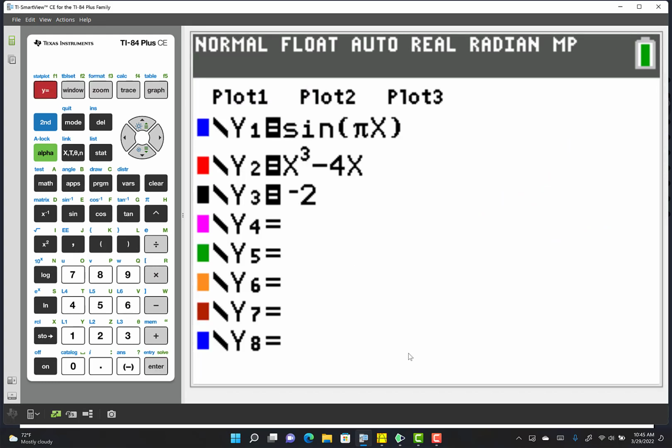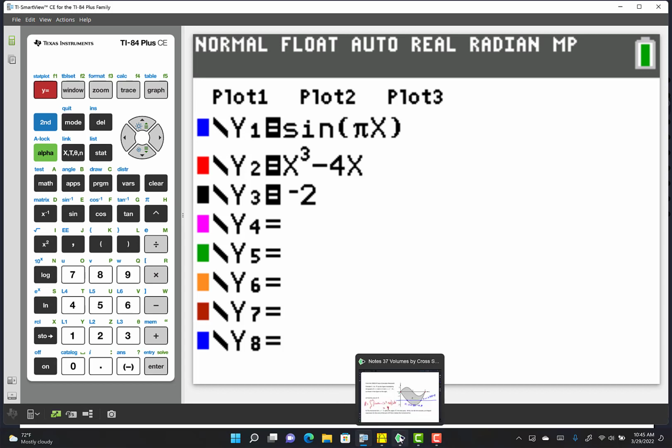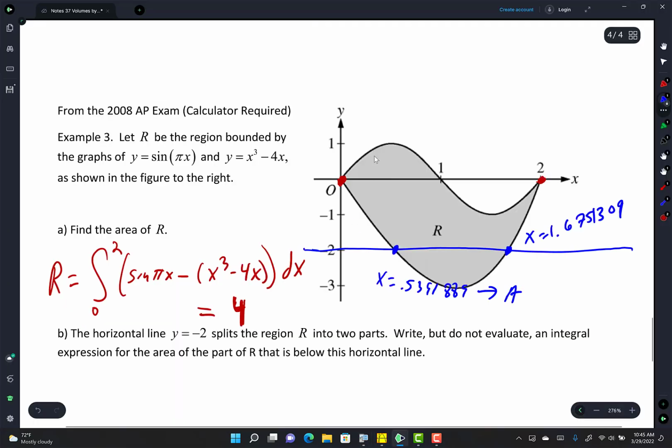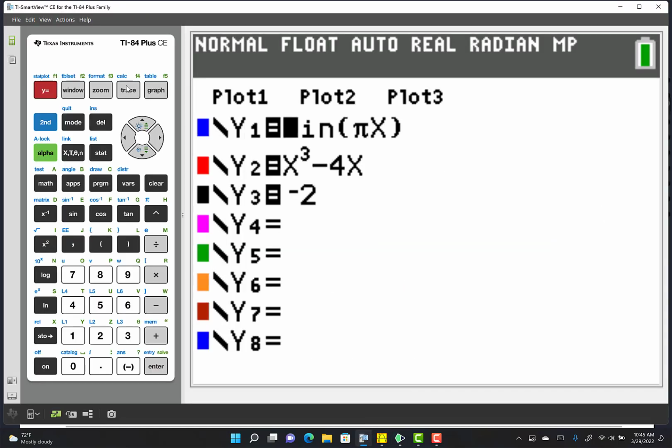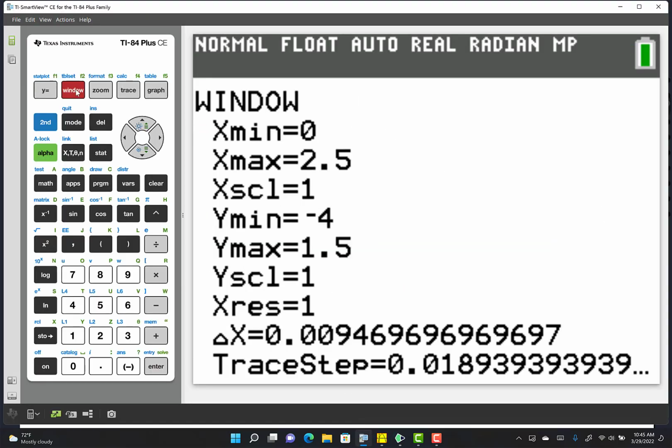Next thing you gotta do, I would look at the grid of this, and that's the grid I'm gonna put on my calculator. So I went to window and I put that grid. It doesn't have to be exact, but more or less around there. Are we in the clear there, guys?